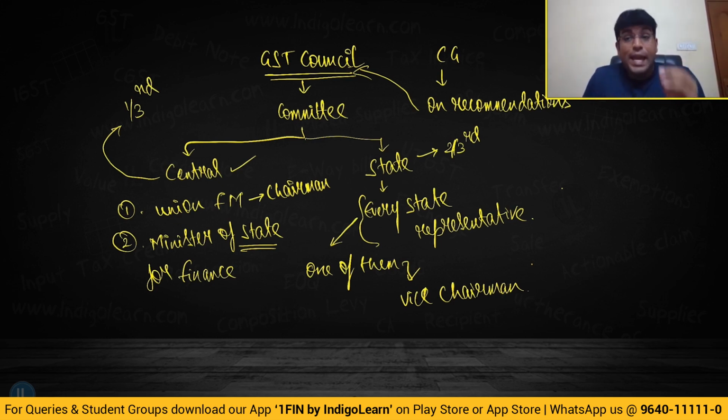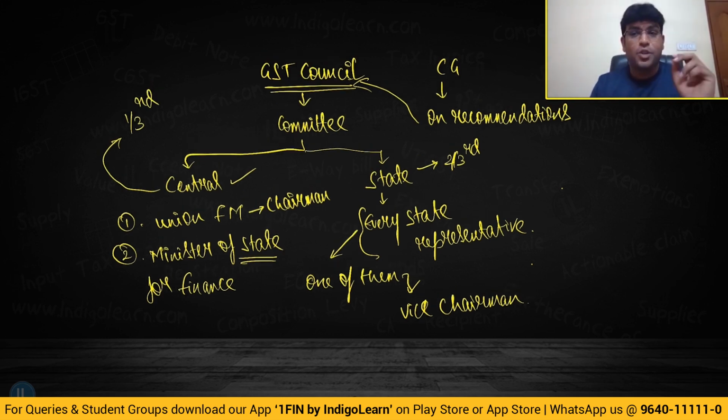I repeat one more time. Central has got how much weight? 1/3. 1/3 means what technically? 33.33%. State has got a weight of 2/3. That technically means what? 66.67%. To pass a resolution, how much should be there? In order to pass a resolution, there should be a 3/4 majority. And 3/4 is nothing but 75%.